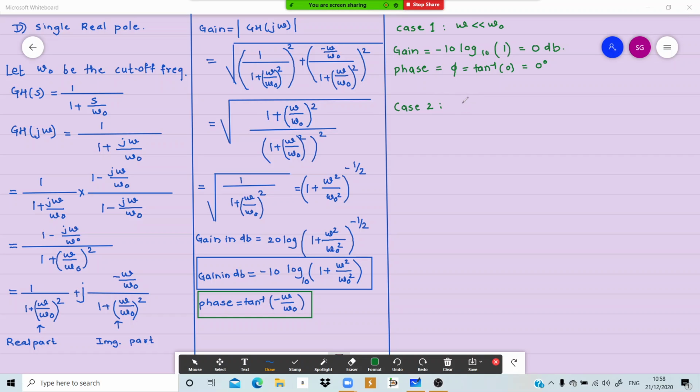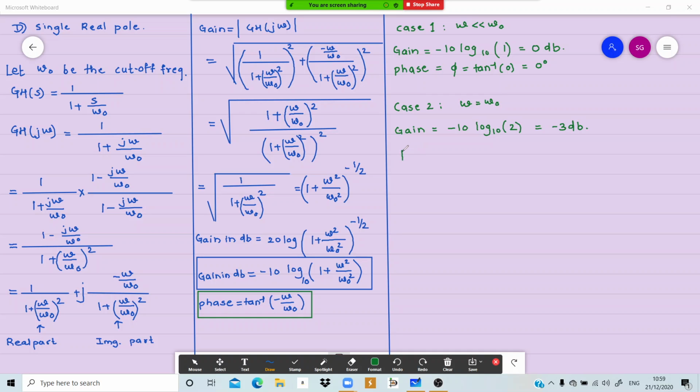Case 2, when your omega is equal to omega 0, at the cutoff frequency of your system. In that case, this gain will be equal to minus 10 log to the base 10, and these two terms become the same, that means 1 plus 1, that means 2. Now you can also work it out on your calculator and you will find that you are getting that to be equal to 3 dB.